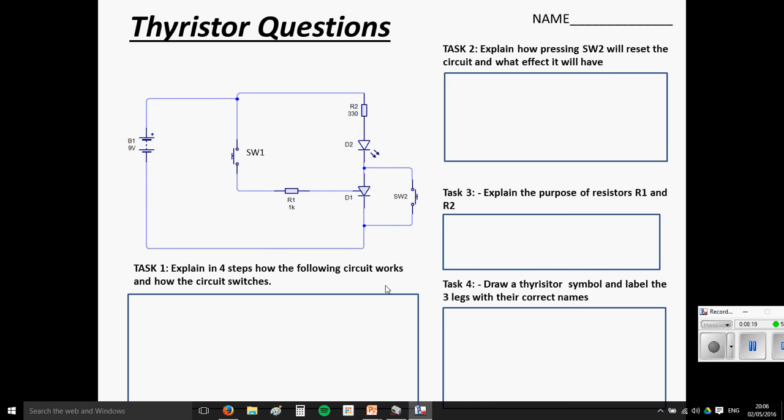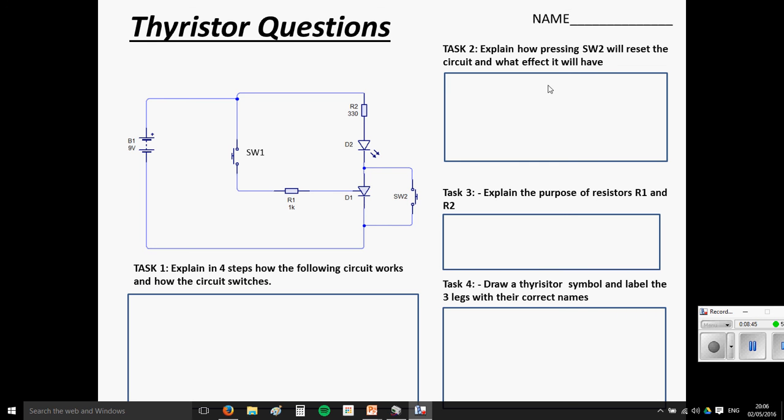So explain in 4 steps. Normally I'd expect a 4 or 5 mark question out of maybe 100 in the exam for this. So if you'd said step 1, pressing switch 1 connects the gate high. Step 2, the Thyristor begins to conduct, which means the LED lights up. Step 3, press switch 2 and this will short circuit the Thyristor, causing it to unlatch. Alright, if you can describe all those steps, happy days.